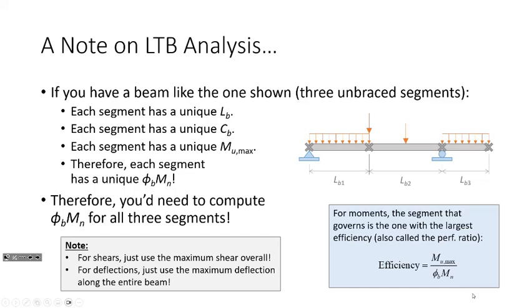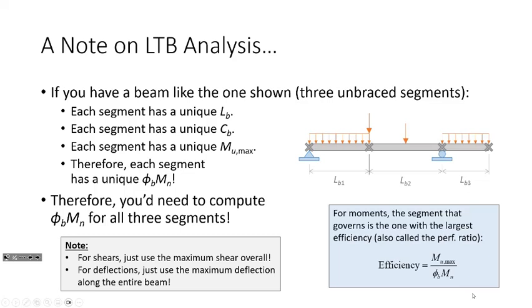If we look at this problem, I have an overhanging beam with all sorts of different loads. If we look at this beam, there are 3 different segments, right? Each one of these segments has a unique unbraced length, a unique LD value. Each segment is going to have a unique CB term, okay? So if that's the case, each segment is going to have a unique FMN, and also each segment has a unique maximum moment from the moment diagram, okay?